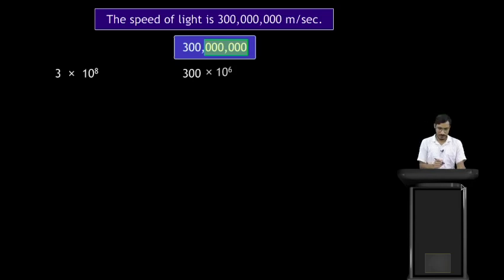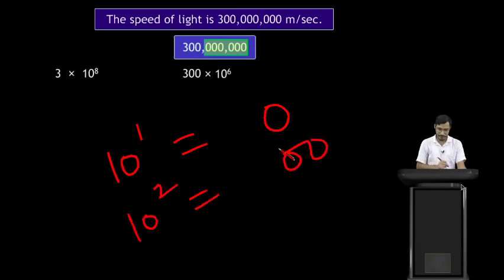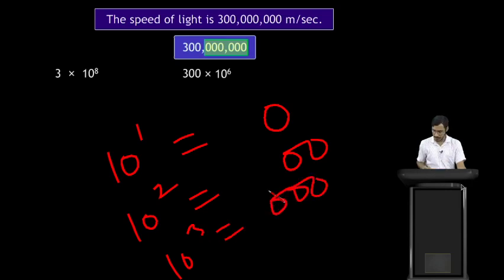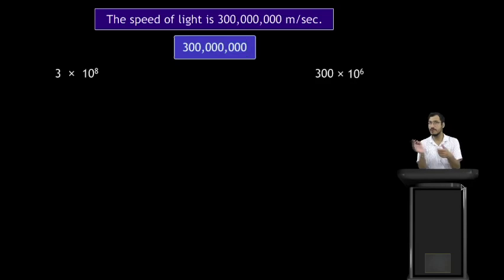First, you can see the number of zeros. The number of zeros here is 6 in 300,000,000's first part, so we can write 10 to the power 6. Remember always, students, 10 to the power 1 means 1 zero, 10 to the power 2 means 2 zeros, 10 cubed means 3 zeros. So 6 zeros means 10 to the power 6, and 2 more zeros, so we can write 10 to the power 8.